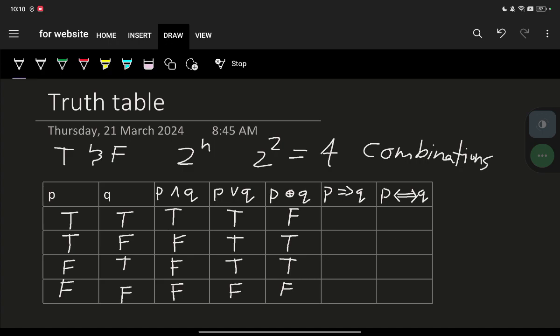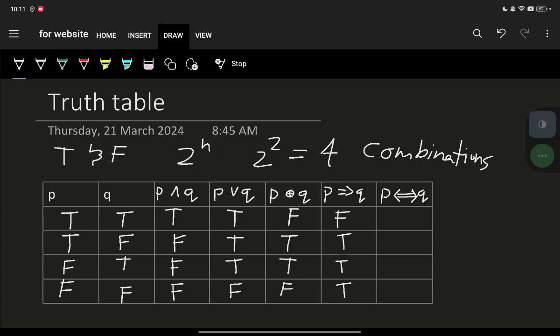For implication, P implies Q. You can see here that it is only false if the first statement is true and the second statement is false. We can already spot one here. The first statement here is true and the second statement here is false. So that makes it false. If it is not in that order, then it is true for implication.